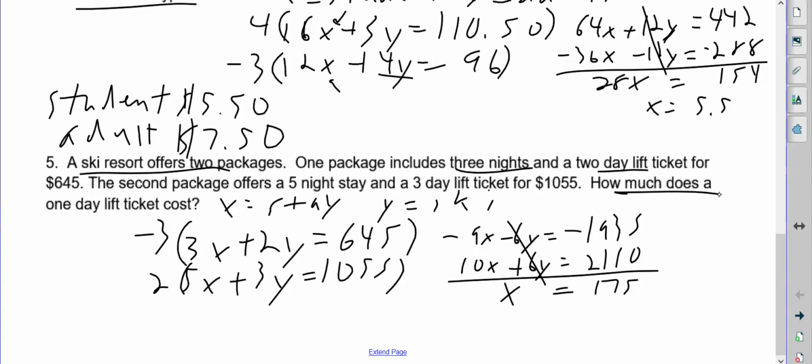Good practice. So we're going to plug 175 in. I'm going to plug it in right here. So 175 times 3 is 525. I'm going to subtract that from 645 and get 120. And then divide by 2. Y is 60. So lift ticket is $60.